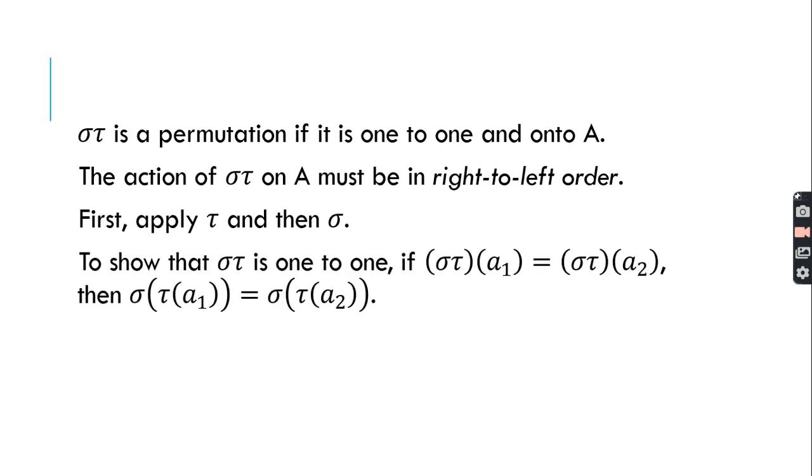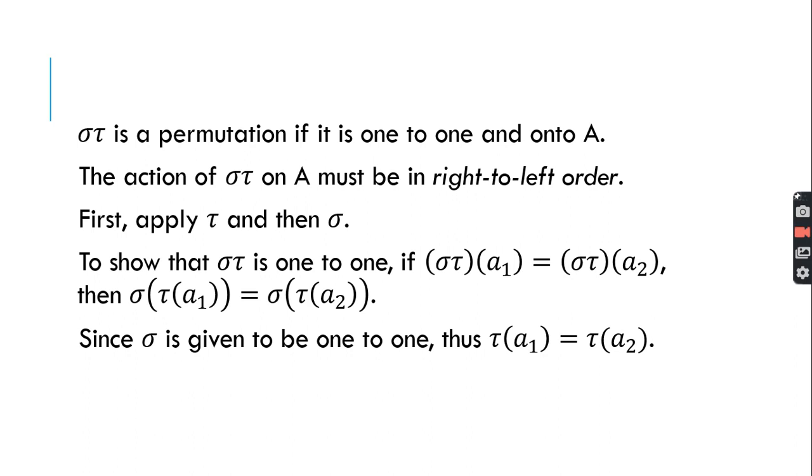To show that sigma tau is one-to-one, if sigma tau of a sub 1 is equal to sigma tau of a sub 2, then sigma of tau of a sub 1 is also equal to sigma of tau of a sub 2. Since sigma is given to be one-to-one, thus tau of a sub 1 is equal to tau of a sub 2. It means that a sub 1 is equal to a sub 2, and therefore it is one-to-one.